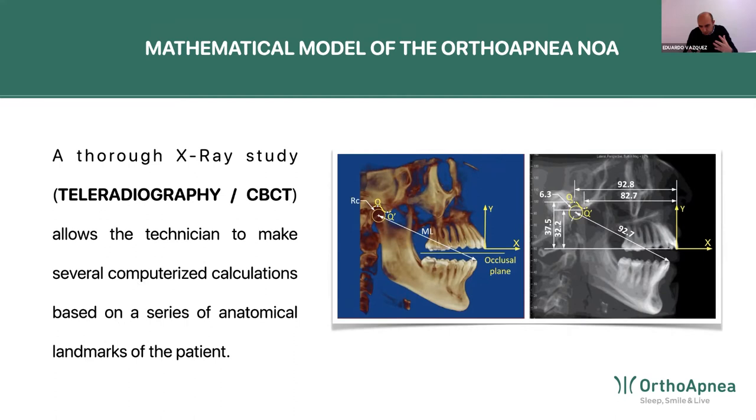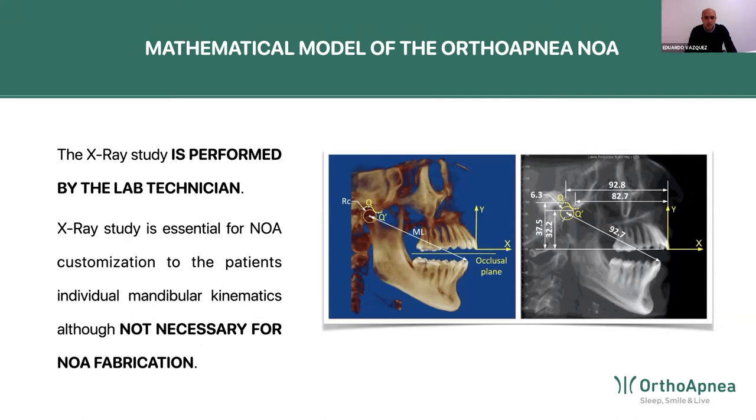But for now, we need an X-ray, teleradiography, and basically with the X-ray, since we have a series of anatomical landmarks, like for example, the center of the condyle, the tip of the lower incisor, the lab technicians are going to be able to calculate the exact size of the mandible. As I said, we are trying to make these calculations also with a simple lateral picture of the patient. And this system, we think, is going to be available very soon, probably in the next 2 months. Once the lab technicians have analyzed these X-rays and calculated the size of the mandible, they also need extra data that I will tell you in the next slide.